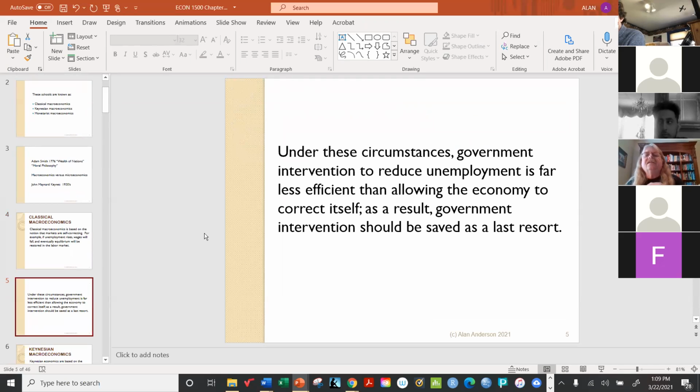And of course, if that's the case, then letting government take care of problems is going to be very inefficient. And so their policy prescriptions usually were to basically let the economy correct itself and only use government intervention as an absolute last resort.